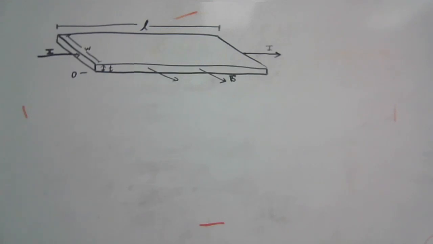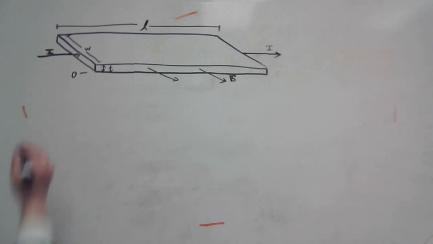I will be solving problem 5.41 from Griffiths' Introduction to Electrodynamics. A current I flows to the right through a rectangular bar of conducting material in the presence of a uniform magnetic field B pointing out of the page. So we can start with part A. If the moving charges are positive, in which direction are they deflected by the magnetic field?